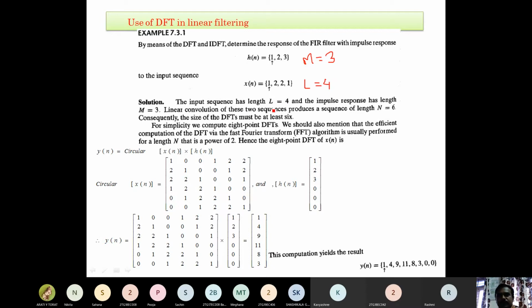Okay, so therefore the length of input sequence L is 4 and impulse response is 3. Therefore the size n is equal to L plus m minus 1. So that is given by 4 plus 3, 7 minus 1 is 6. Okay, so if you want to get the roundup, the next multiple of 2, it will be 8. So instead of 6, we may finalize that the length will be 8 by adding extra zeros.